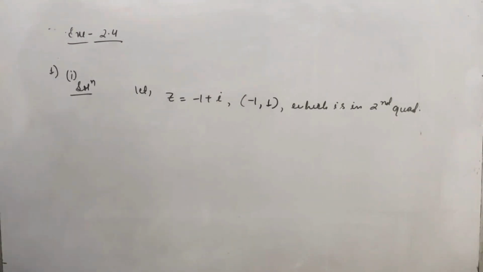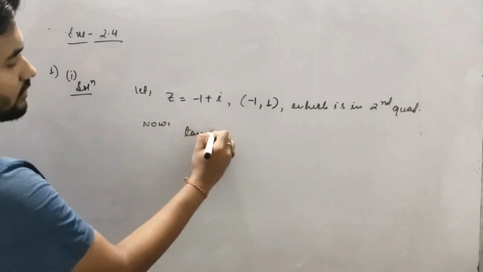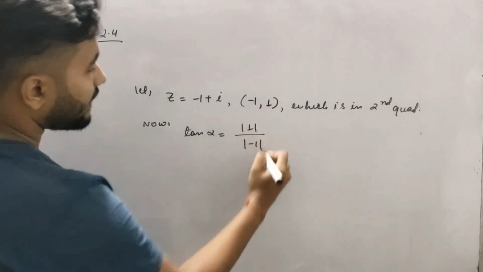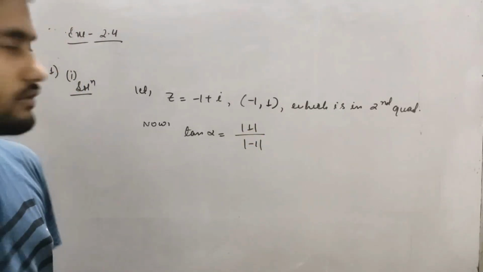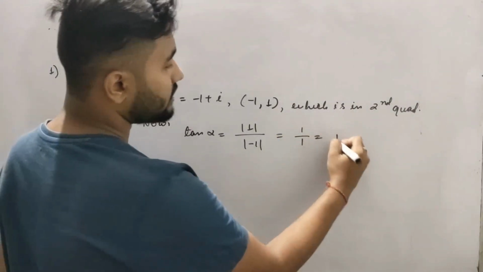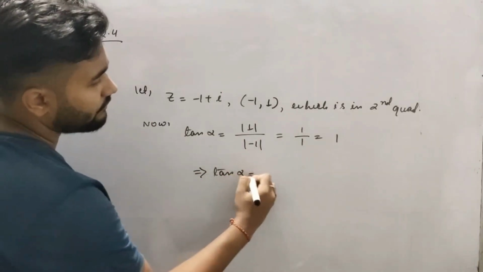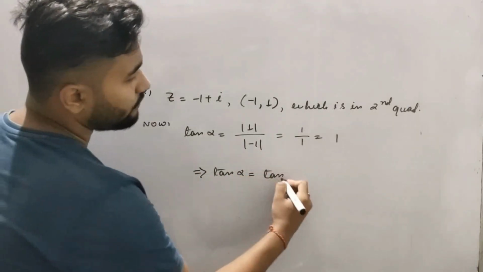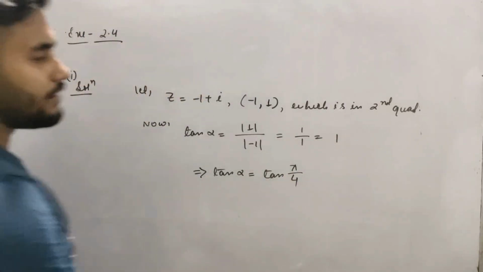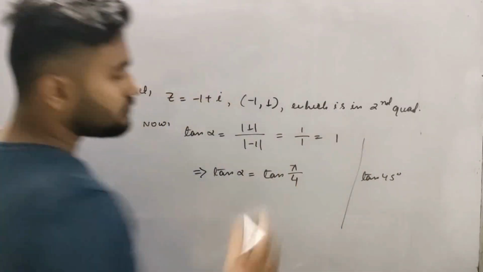So find alpha at first. What will be the alpha now? Very simple, tan alpha will be equal to mod of y by mod of x, that is modulus of 1 by modulus of minus 1, which is nothing but 1 by 1, or you can say 1. Which implies tan alpha is 1, that is tan 45 degree.